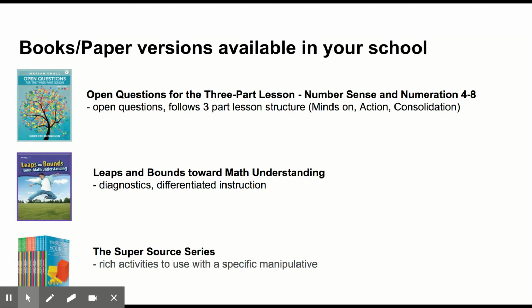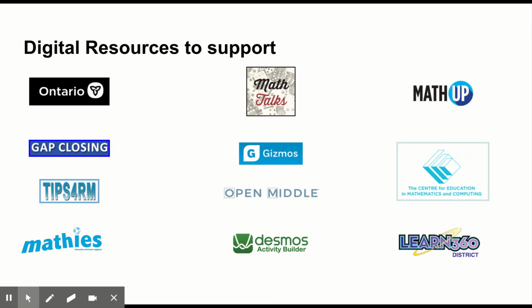The Resources to Support page provides the relevant sections in the Open Questions book and the Leaps and Bounds books that support your planning for this block of learning on rational and irrational numbers, as well as the names of specific activities using manipulatives in the SuperSource series of books. Links to digital activities and resources are also provided in the Resources to Support pages.